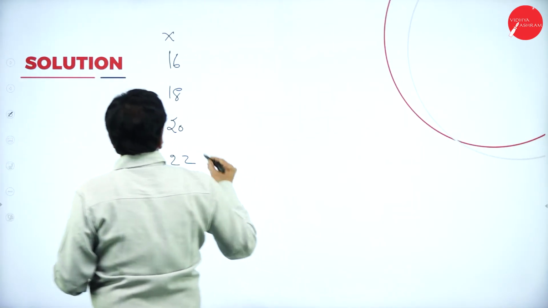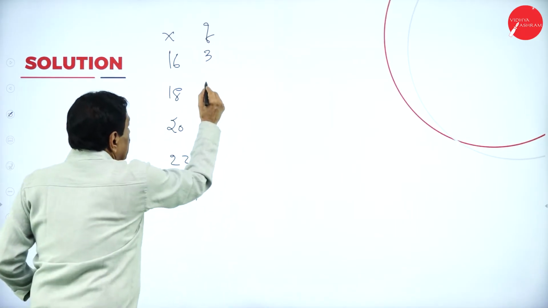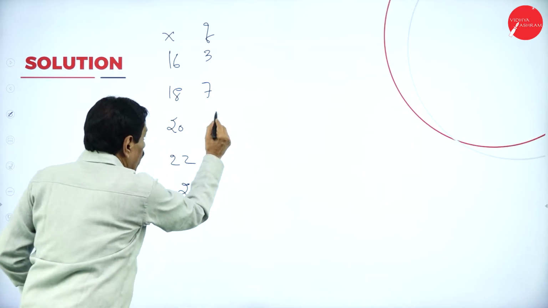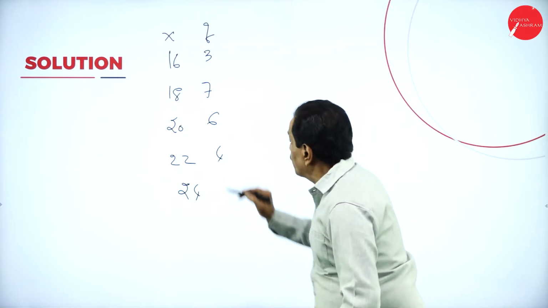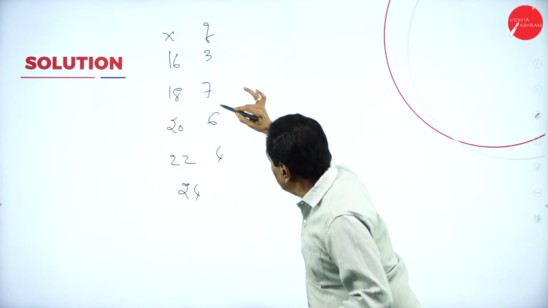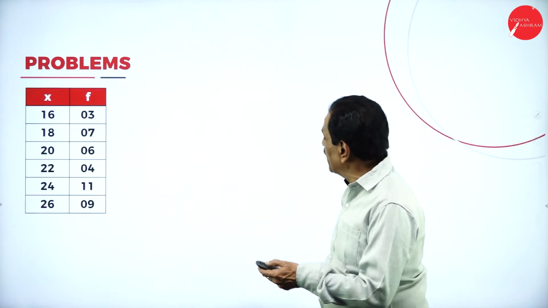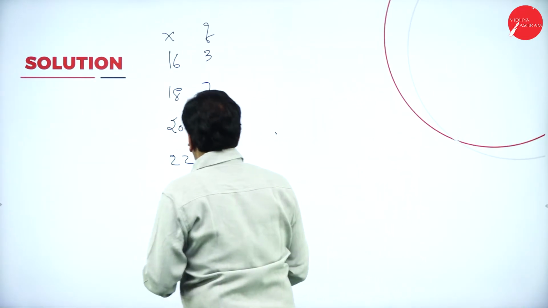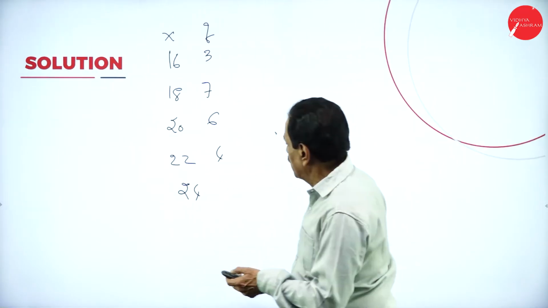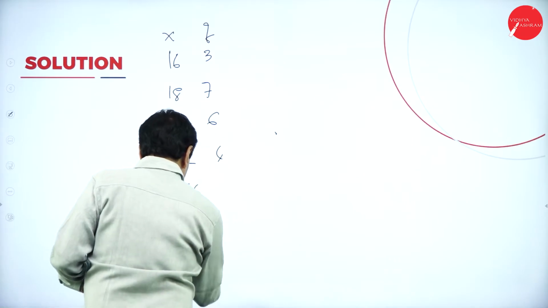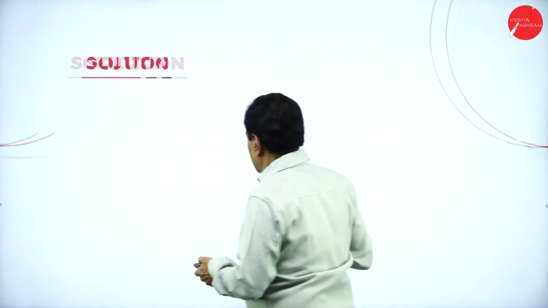Your frequencies are 3, 7, 6, 4, 11, 9. Frequency: 3, 7, 6, 4, 11, 9. So x is 16, 18, 20, 22, 24, 26, and the frequencies are 3, 7, 6, 4, 11, 9.